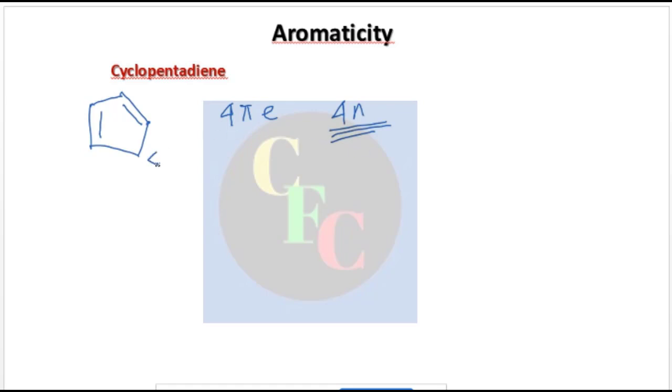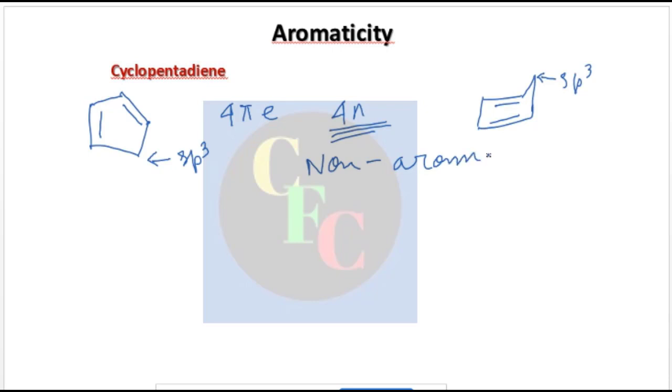See here, this is again sp3, right? So the structure is something like this. This is not planar, right? So it's somewhat like this, with this sp3 out of plane. These are the bonds. So this one is not planar, that means this is non-aromatic, not anti-aromatic, right?